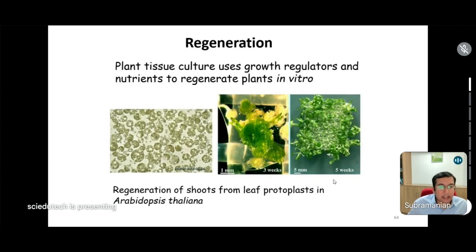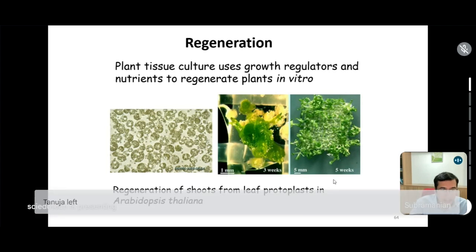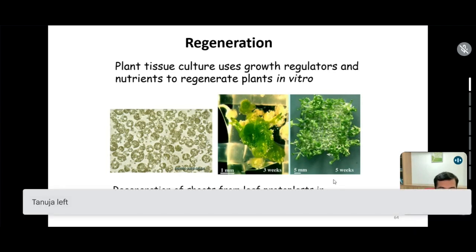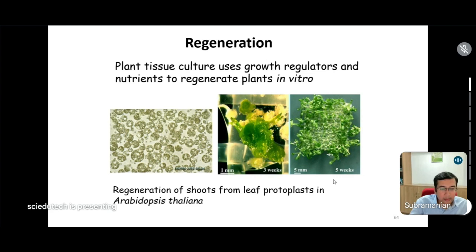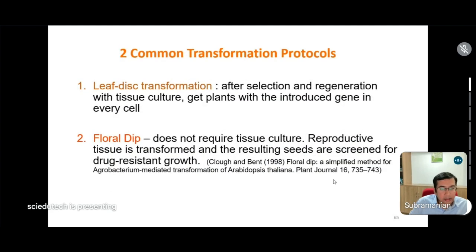So in plant tissue culture, you use different growth regulators and nutrients to regenerate plants in vitro. Shown here is regeneration of shoots from leaf protoplast from the plant Arabidopsis thaliana. And a protoplast is nothing but a cell with the cell wall removed. So once you remove the cell wall, what is left is the protoplast. Next slide.